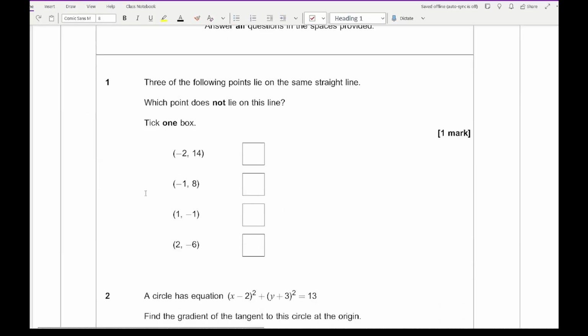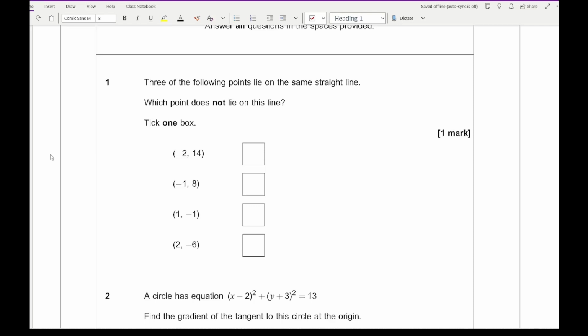So looking at question 1, it says 3 of the following points lie on the straight line. Which point does not lie on this line? Now, although it's a multiple choice and it's only worth 1 mark, there are several ways in which you can answer this question. One way, if you've got a graphical calculator, is to simply plot those points and see which one does not fall in line.